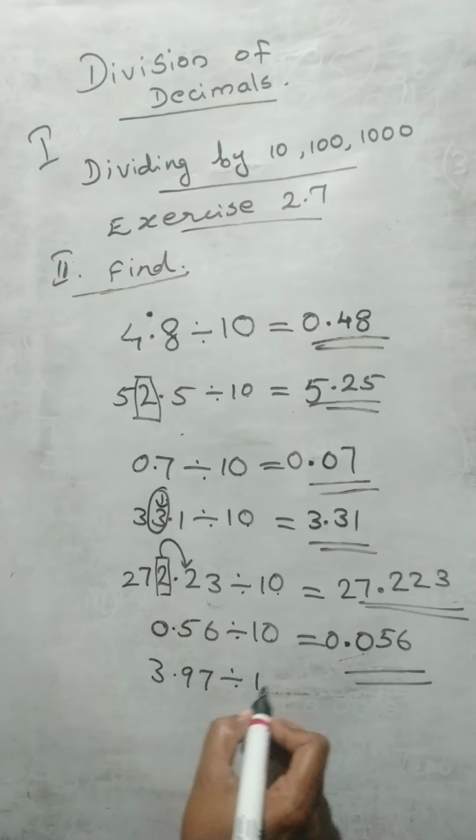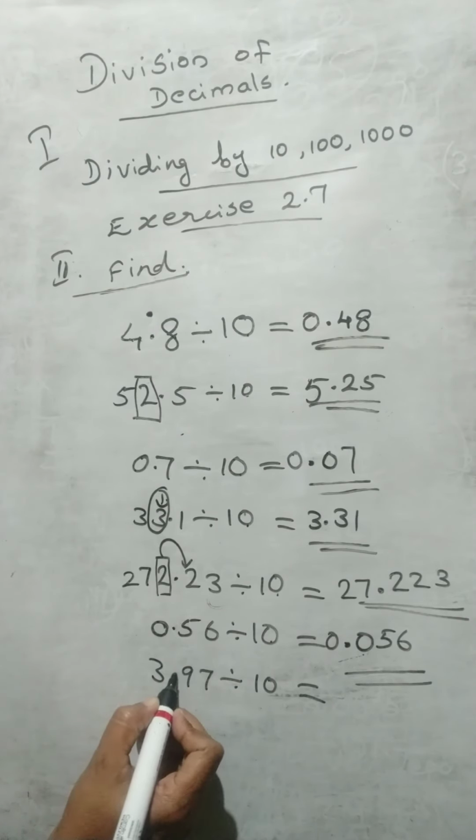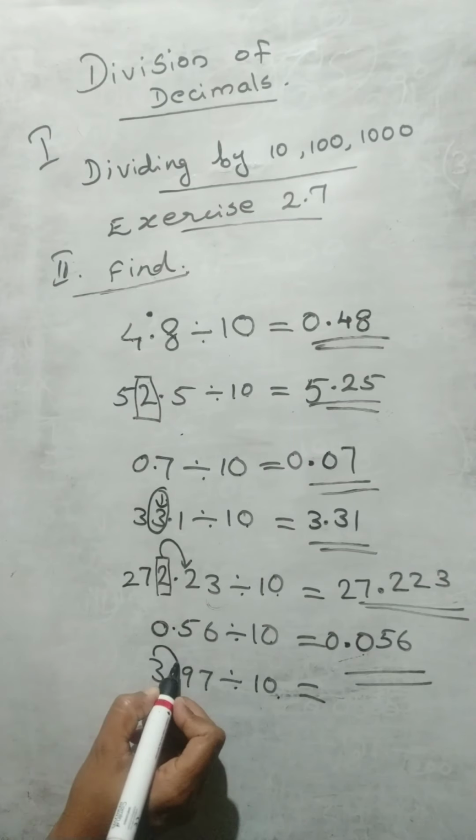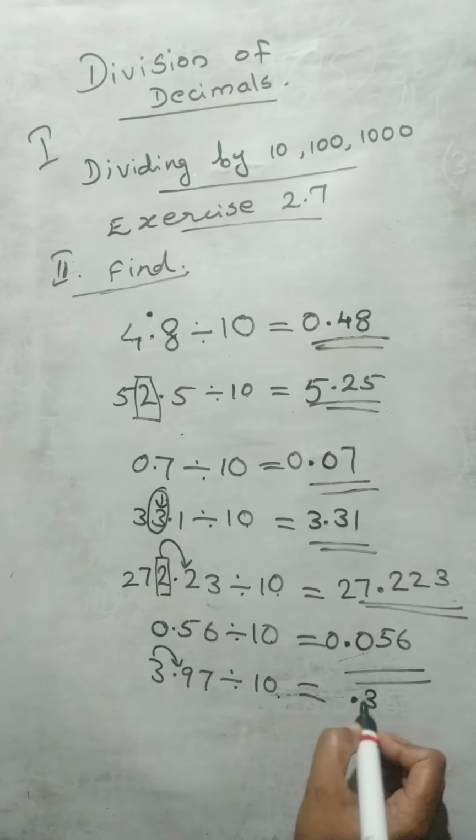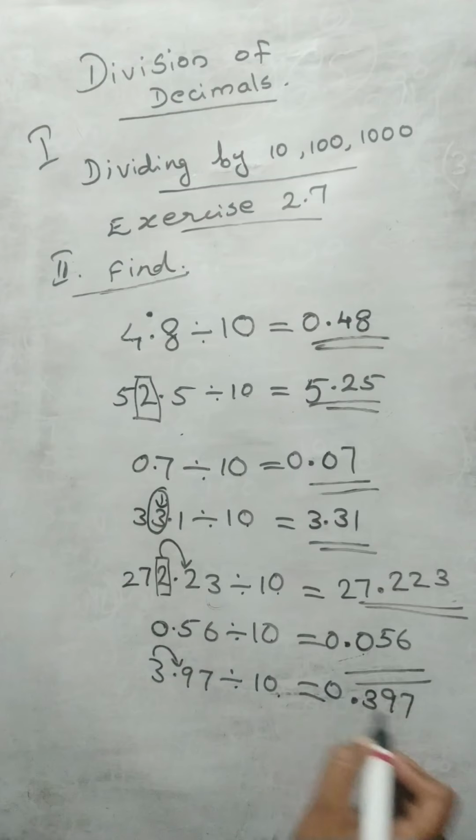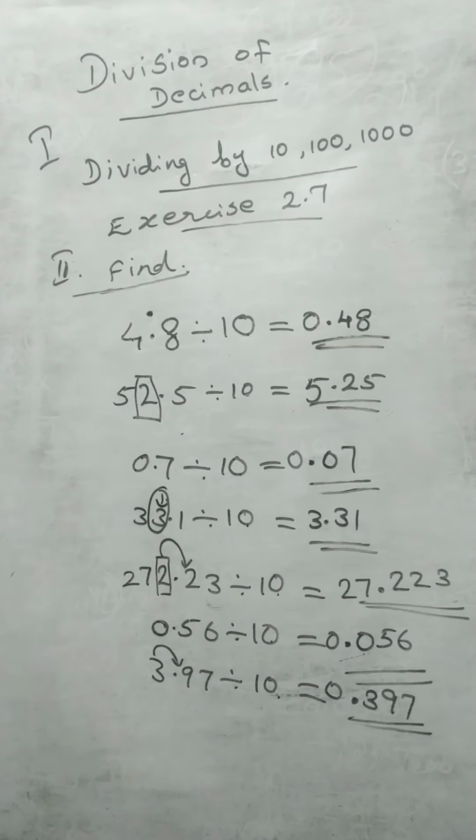Then the last question is 3.97 divided by 10. So take this 3, then write it after this decimal point. So 0.397 is the answer.